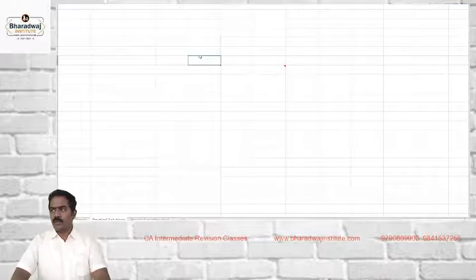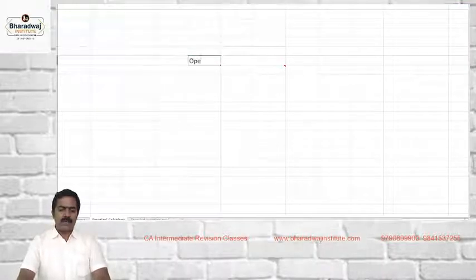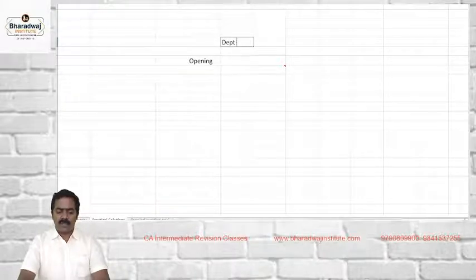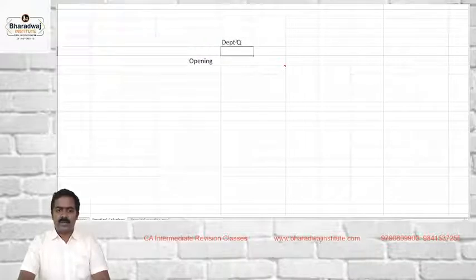Let me work along with you. Pay attention. Is there any debit side items? Let us see. For department, which department? Department Q. Who's having the stock? P transfer. So department Q. Is there any opening stock?